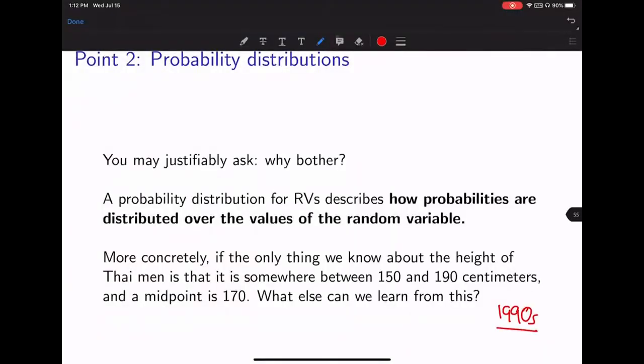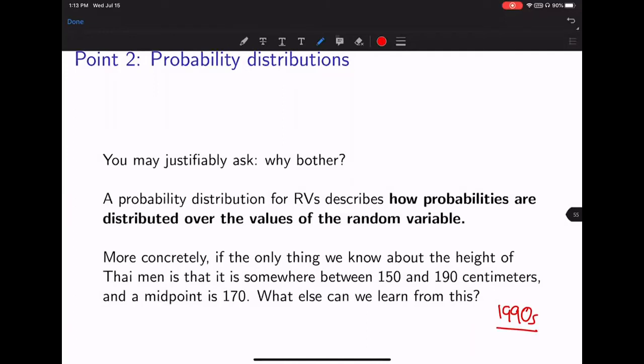This is the actual data point from the 1990s. I think things will change by now. Things should change by now. But this one comes from the 90s. So if we know that Thai men are between 150 and 190 centimeters, and we also know that Thai men are about 170 centimeters tall, right?